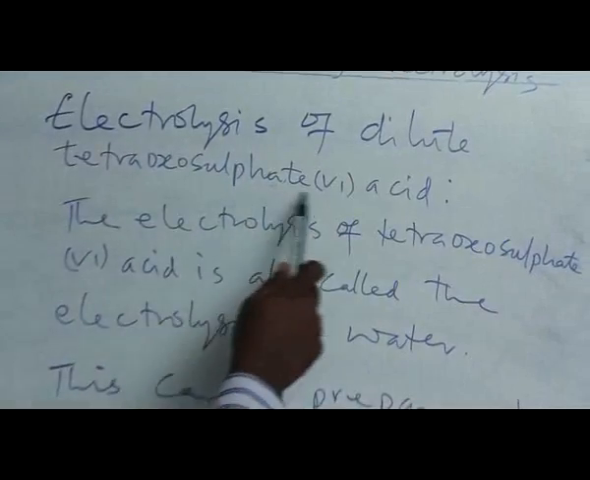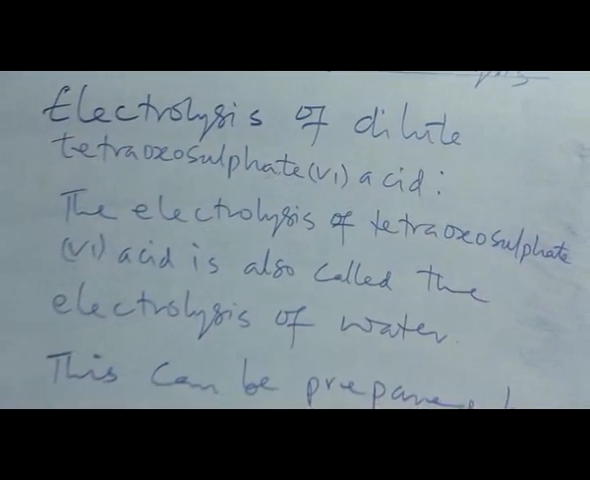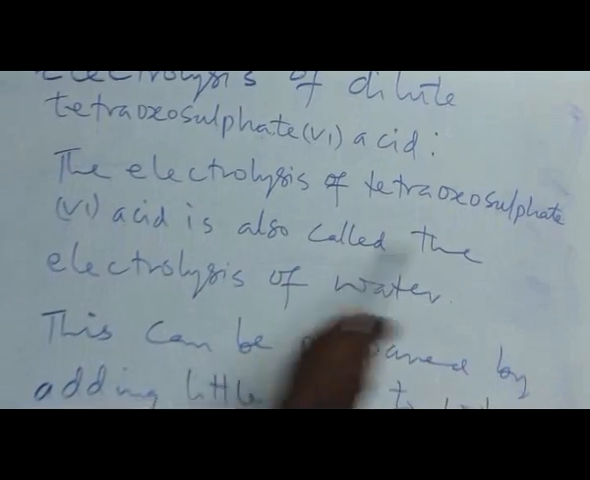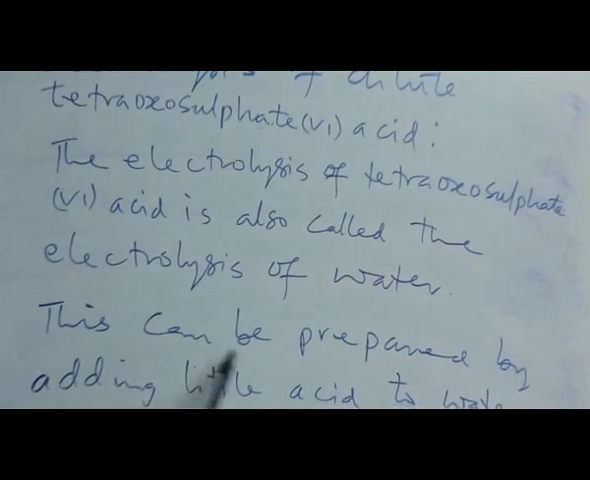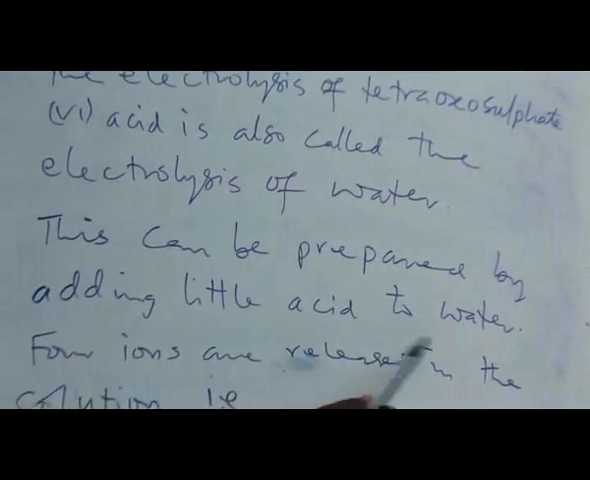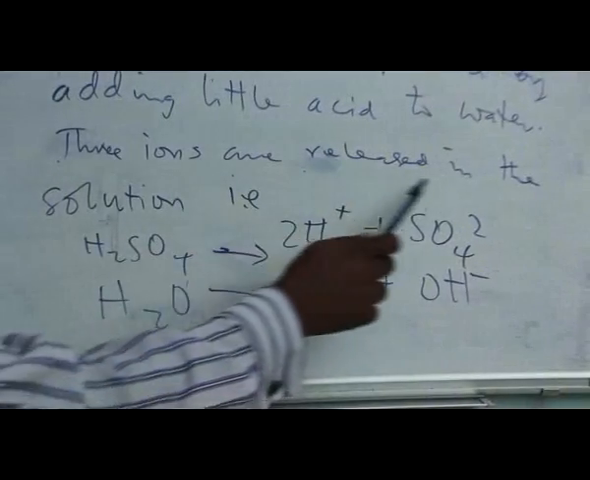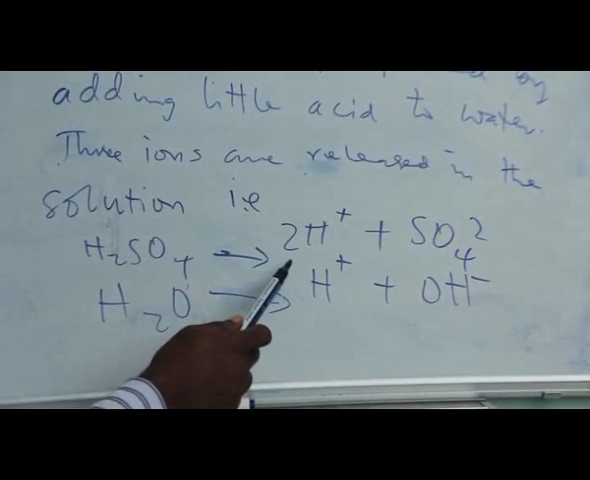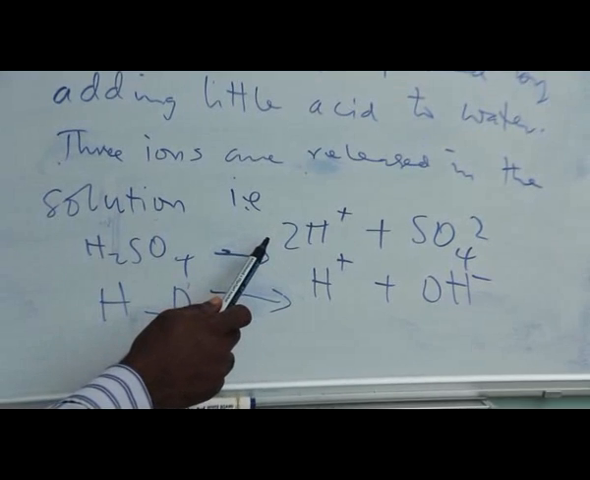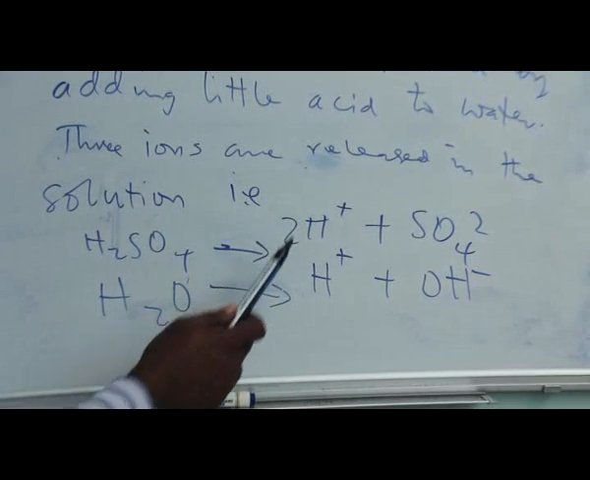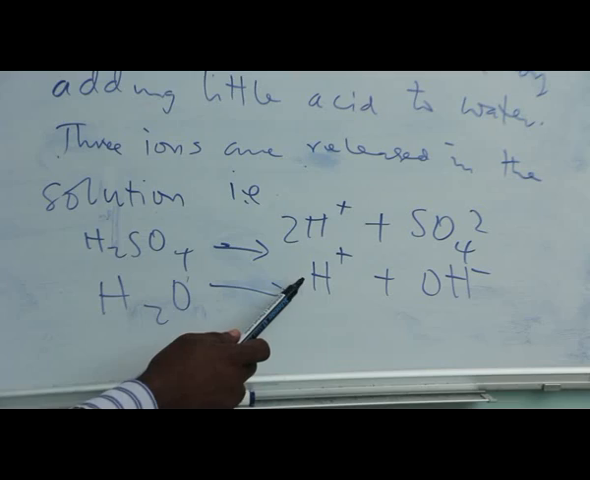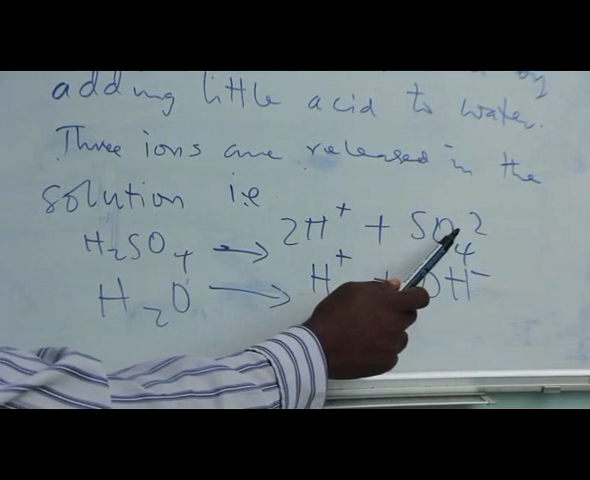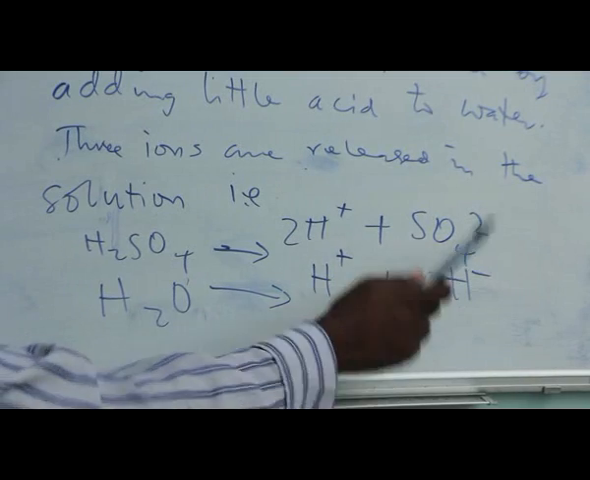Electrolysis of dilute tetraoxosulfate(VI) acid. The electrolysis of dilute tetraoxosulfate(VI) acid is also called the electrolysis of water. This can be prepared by adding a little acid to water. Three ions are released in the solution, that is, hydrogen ion from the tetraoxosulfate(VI) acid and from ionization of water, then tetraoxosulfate(VI) ion and also the hydroxide ion.